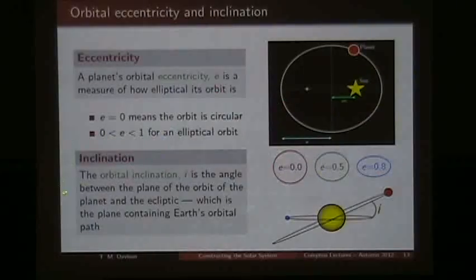And then we have the orbital inclination, so this is the other number that we use to describe the orbit of a planet around the Sun. And the inclination is a measure of the angle between the plane of the orbit of our planet and the plane of the orbit of the Earth around the Sun.